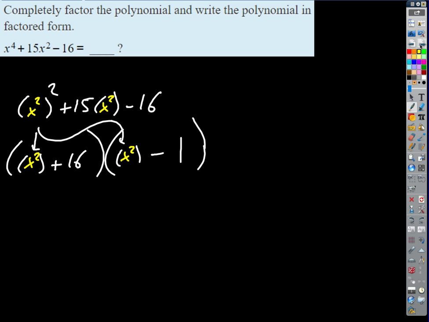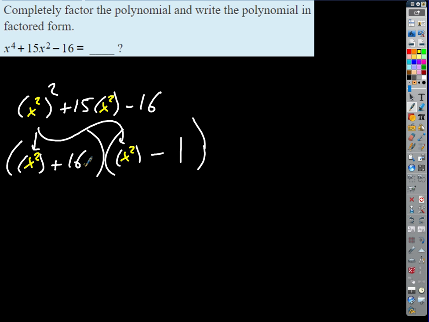Now notice that each of these factors, we may not be done. They each have an x squared, right? So this guy right here is something squared plus something squared, isn't it? 16 is 4 squared. What's the pattern for a sum of squares? It's a trick. There's no pattern. So this one's done. We can't factor that one any further because there's no pattern that fits.